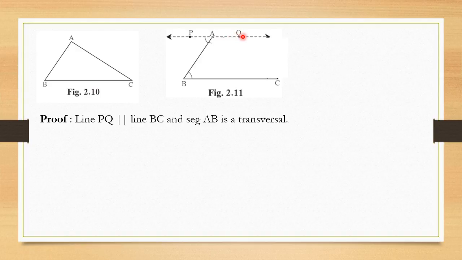This line PQ which I am tracing with the red color dot, and this line BC are parallel to each other, and this line AB is a transversal which intersects at point A and B. Now if you see carefully, this point where I am now pointing the red color dot, that angle and this both angle form a pair of angles.